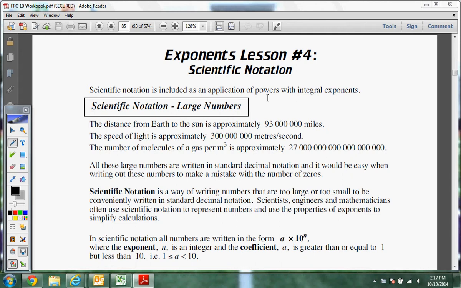In terms of how many zeros? 3, 6, 9, 12, 15, 18 zeros. Oh, thanks, Googler. Okay. All right.